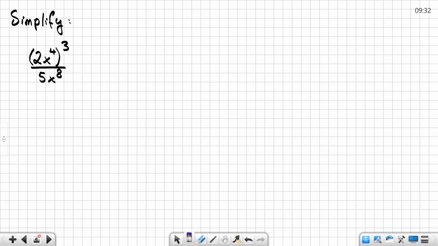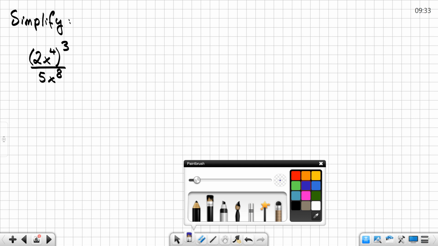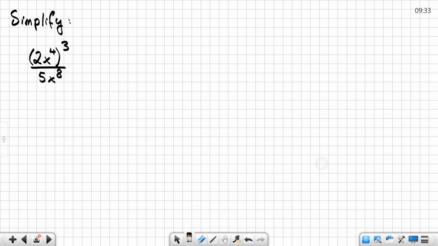Let's go ahead and do some exercises. 2 times x to the 4th, everything raised to the 3rd power, divided by 5x to the 8th. Now these rules have to just be used one at a time. So the first thing that I'm going to be doing, I'm looking at these parentheses right here, and I will open them up.